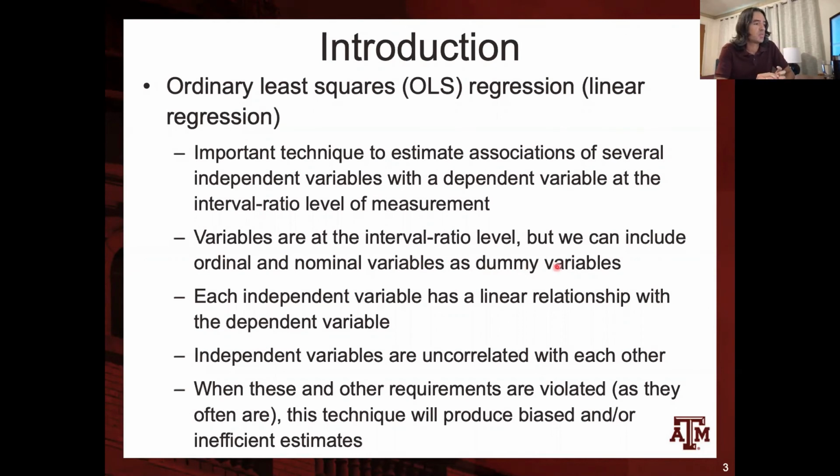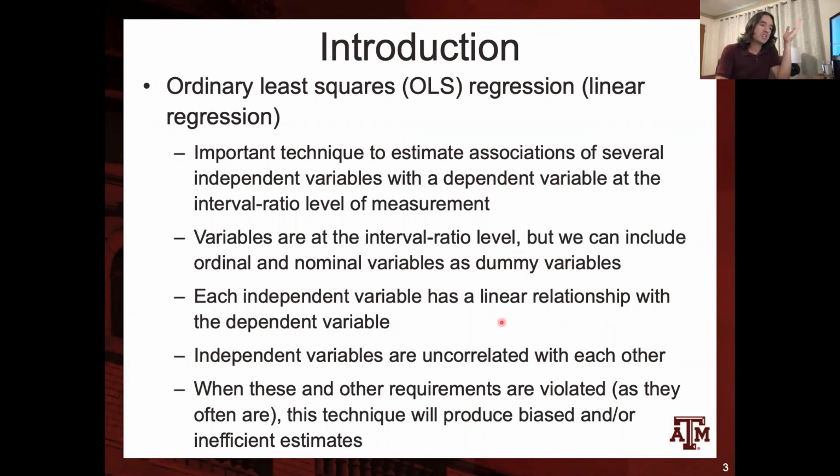and then enter this information about education in our models as dummy variables. The name linear regression comes from the fact that each independent variable has a linear relationship with the dependent variable. The relationship between the two variables is linear, so the coefficient that we are estimating is linear. Independent variables are uncorrelated with each other, so we have to include independent variables in the model that don't have really high correlation among themselves.